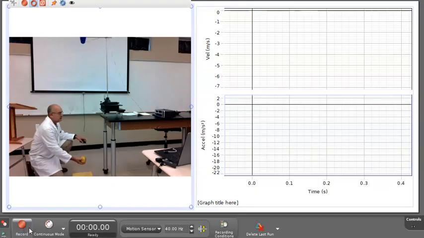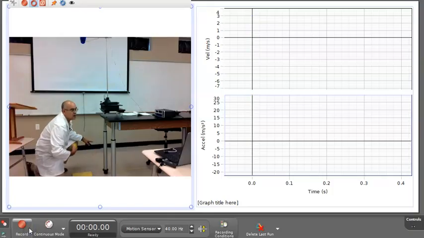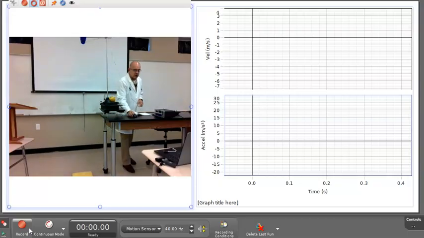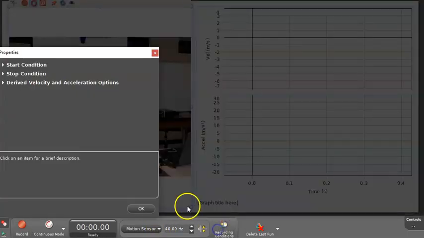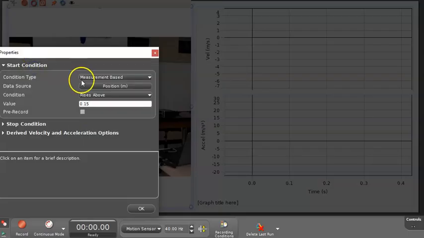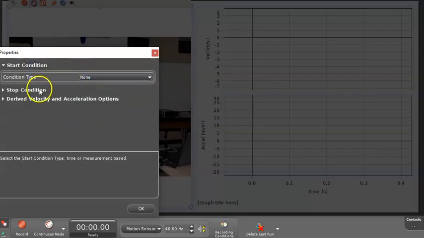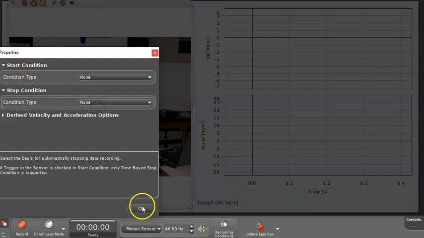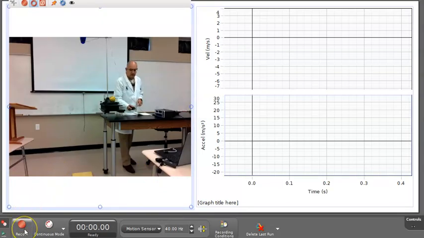Okay, let's try it again. All right. Oh, I remember what happened. I got to do one more little detail. I have software triggers put on, so I have to turn those software triggers off. Otherwise, we won't get any data whatsoever. All right, let's give it another go then.